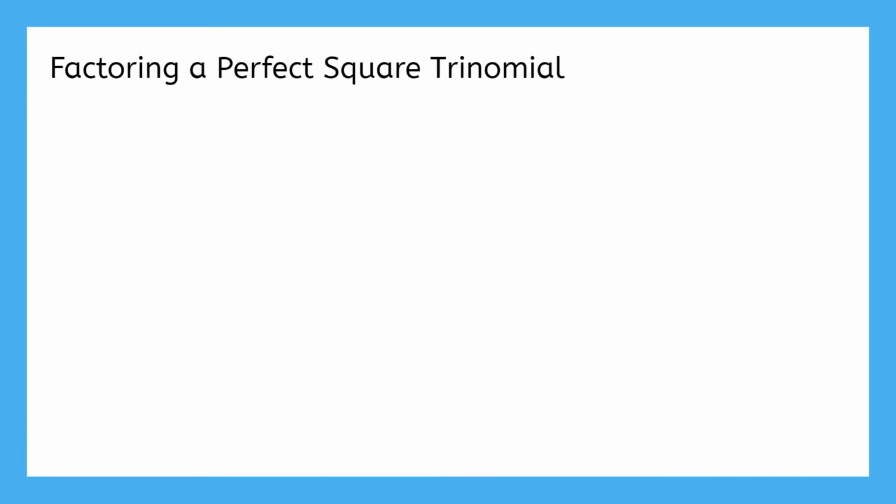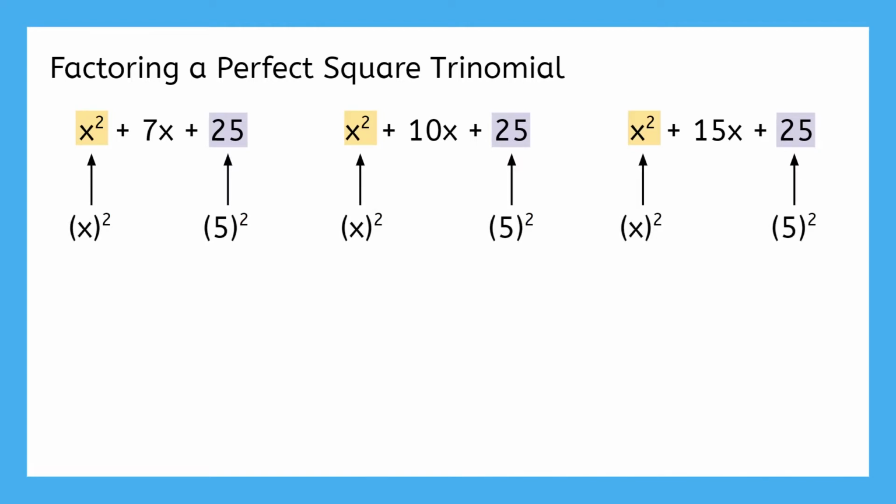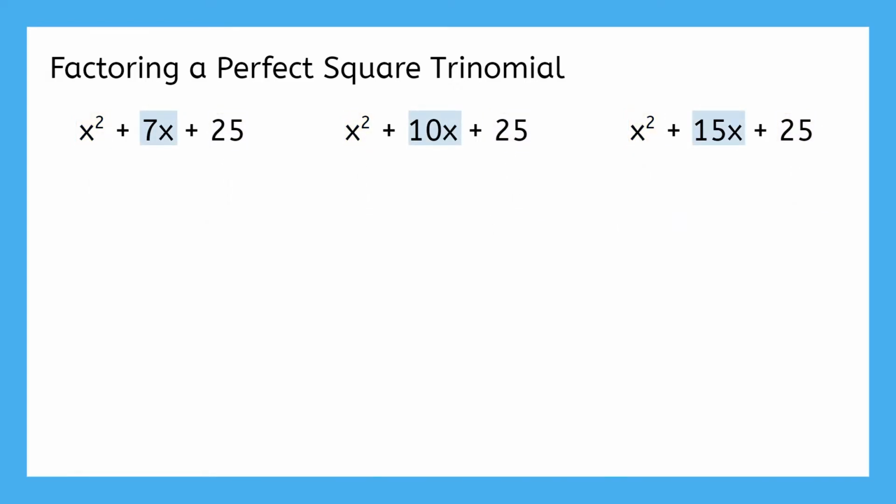But how do we reverse it and factor a perfect square trinomial? First, we have to be able to identify a perfect square trinomial. Which of these three is a perfect square trinomial? Well, they all have the same first and last terms, which are the square of x and the square of 5. So the question is, which of the middle terms makes it a perfect square trinomial?